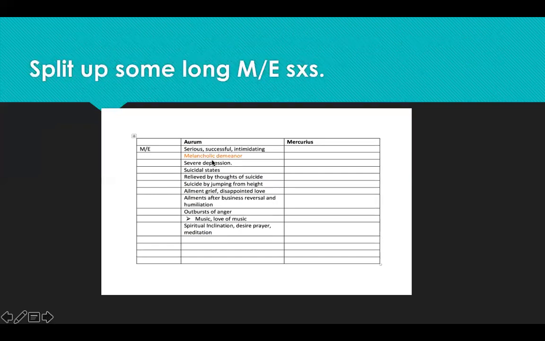Now, sometimes the mental emotional symptoms are pretty long and they have more than one idea or more than one concept in them. So I like to split them up a little bit because it makes it easier to match something from the other remedy. It also helps you to hone in on the idea. So in this instance, I separated serious, successful, intimidating from melancholic demeanor, because I thought those might be a little bit different.